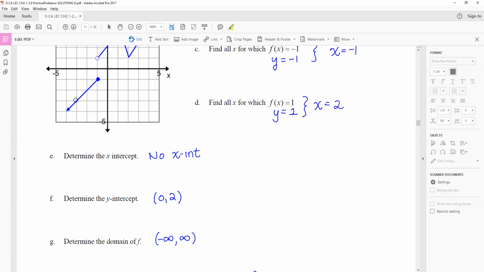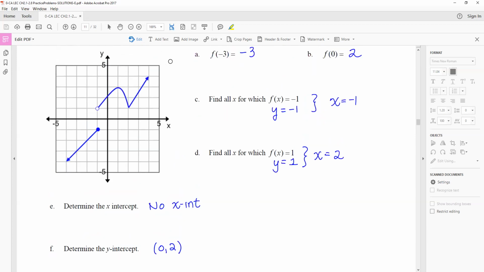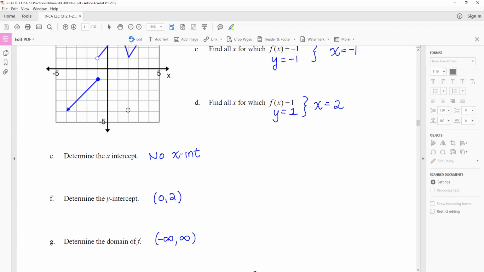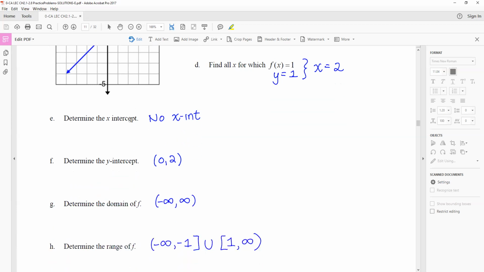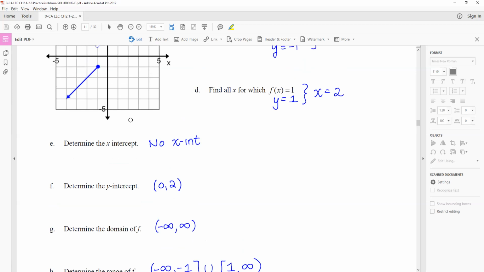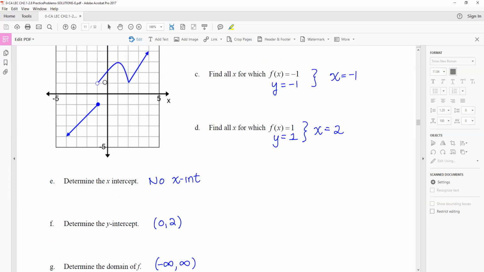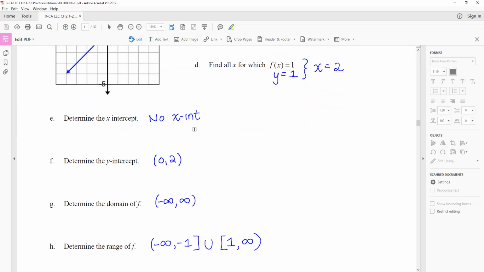The domain of f, since this point covers that gap, this goes forever, is negative to positive infinity. The range, we go from negative infinity to -1, union with 1 to infinity.